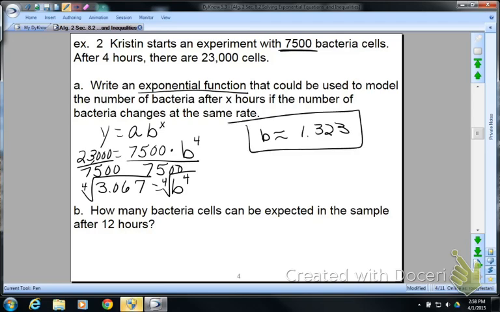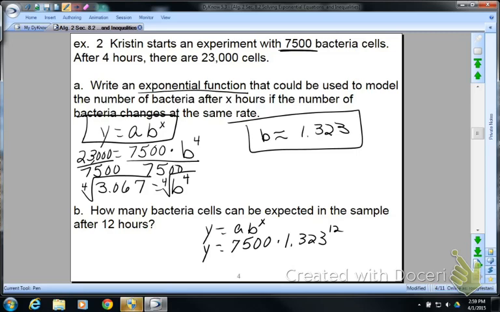Example B says, how many bacteria cells can be expected in the sample after 12 hours? So we're going to write our equation down, and this time we are trying to find our Y. We're trying to find how many bacteria cells. We don't know our Y, but we now know our B. So we can plug in, our A stays the same, that's 7,500, and our B is 1.323, and our X, our time, is 12.